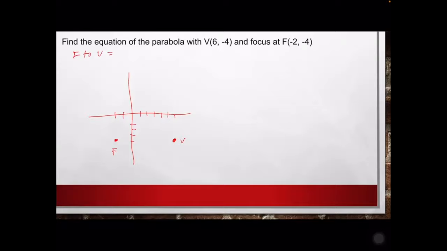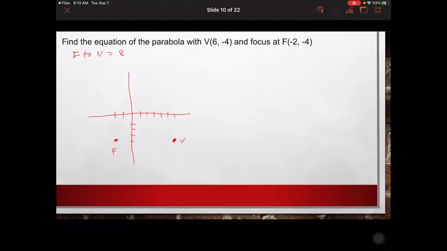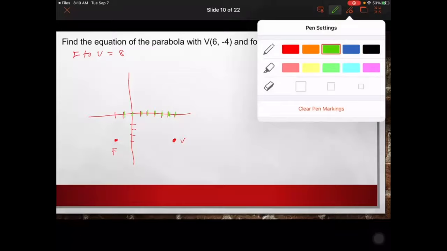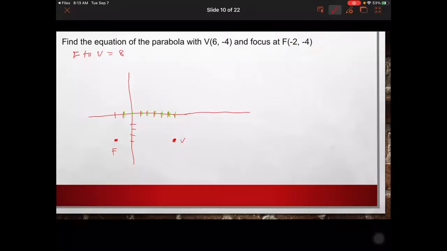8. So, magkaroon tayo 1, 2, 3, 4, 5, 6, 7, 8. 8 also. Okay. 1, 2, 3, 4, 5, 6, 7, 8. So, 8 ulit. Therefore, from your letter V, mag-a-add tayo ng another 8 pa kanan. 1, 2, 3, 4, 5, 6, 7, 8. And this will be your directrix. So, andito siya sa part na yan.